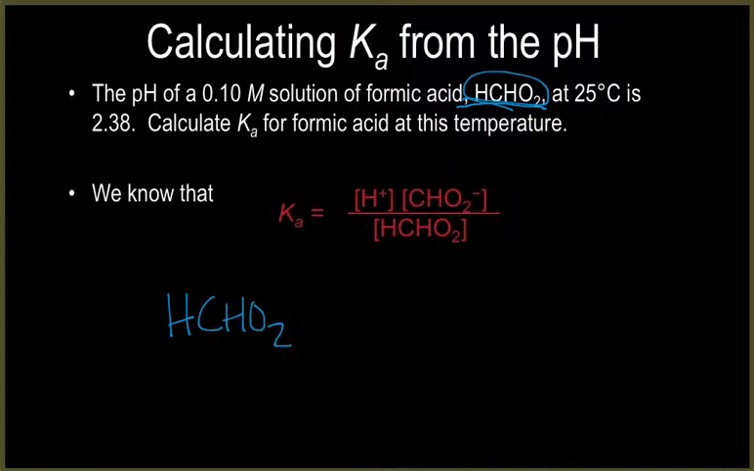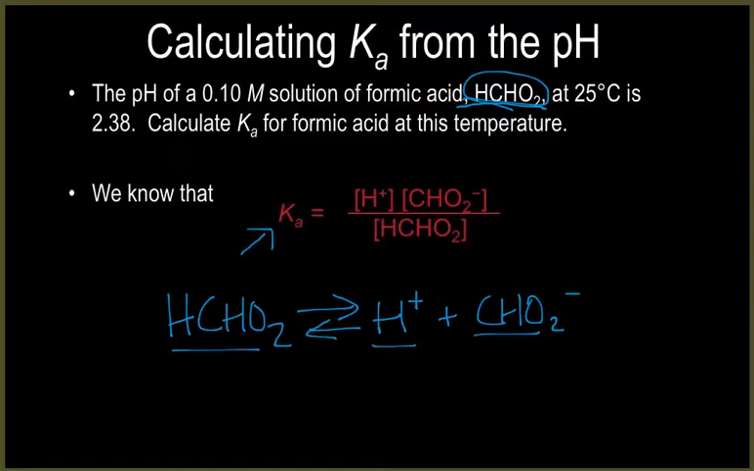So this is your acid. When it dissociates, you get H+ and CHO2-. So when you go to set up the Ka, you're still taking products over reactants raised to the power of the coefficients.